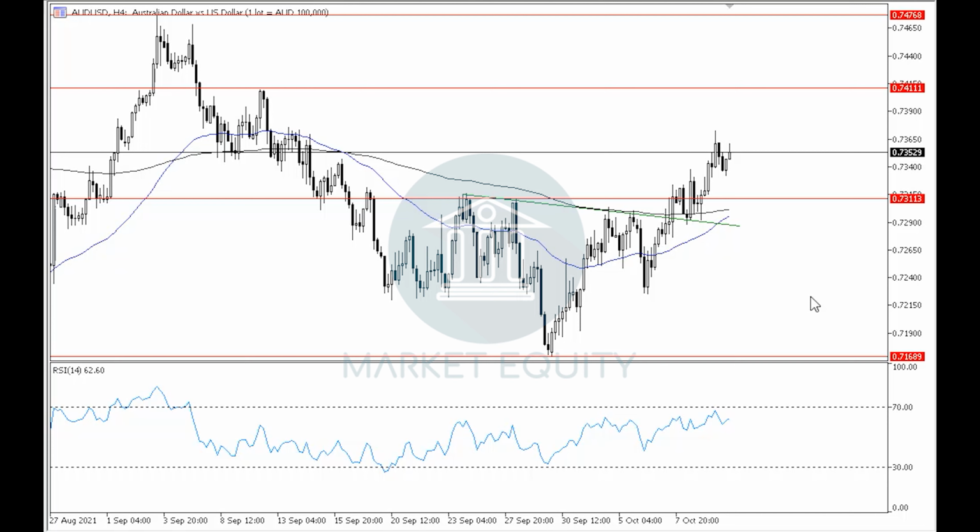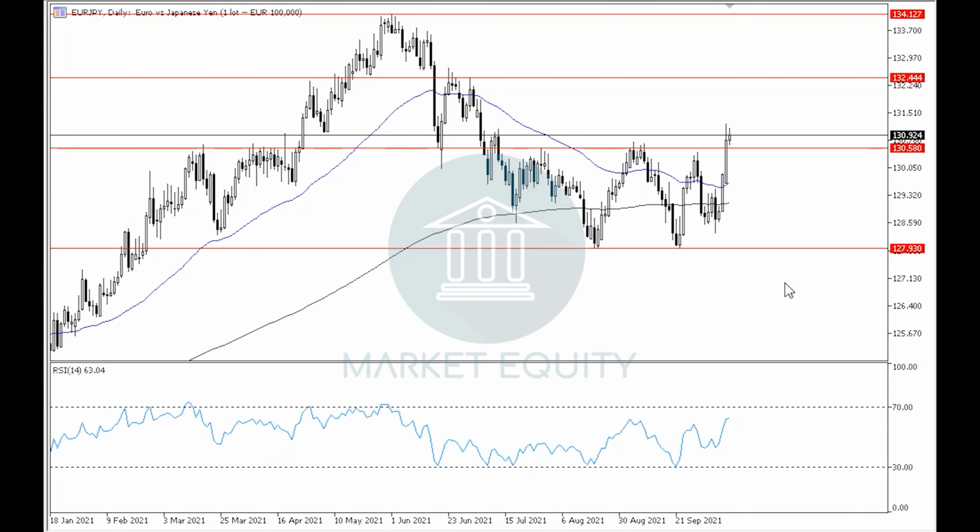Let's move on to the euro versus the Japanese yen. In the previous videos, we said that the pair is moving in a sideways movement between levels 127.90, which resembles the lower boundary of the sideways movement in the daily time frame, and 130.60, which resembles the upper boundary of the sideways movement in the daily time frame.